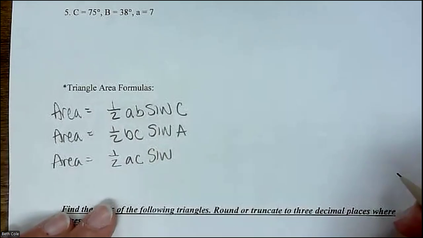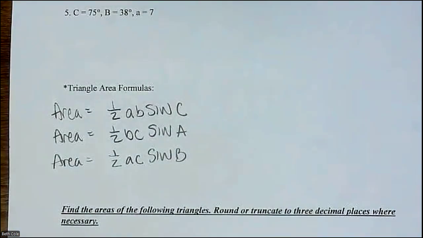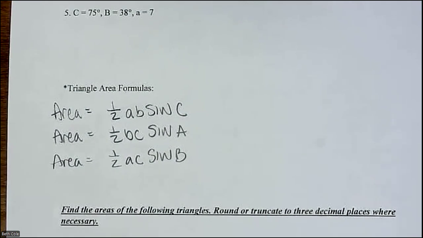AC sine B. Please do not try to memorize those as three totally different things. They're all the same. And again, if the triangle had different letters, it would be 1/2 RQ sine of S. Do you understand what I'm saying? It just depends on what you're given.